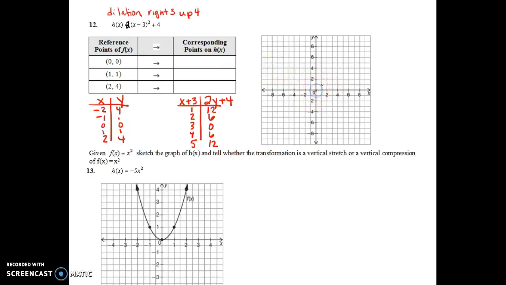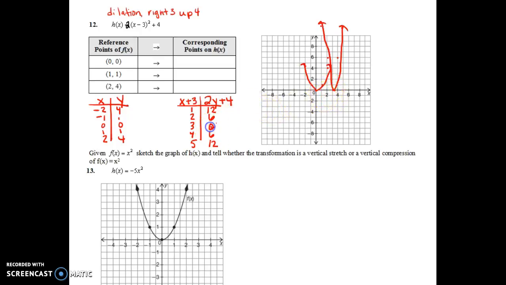So again, your parent parabola looks something like this. Your transformed parabola, again, you have a point at 1, 12 off the graph, 2, 6, 3, 0, 4, 6, 5, 12. Notice that it looks vertically stretched from that dilation and that it's shifted to the right and up.